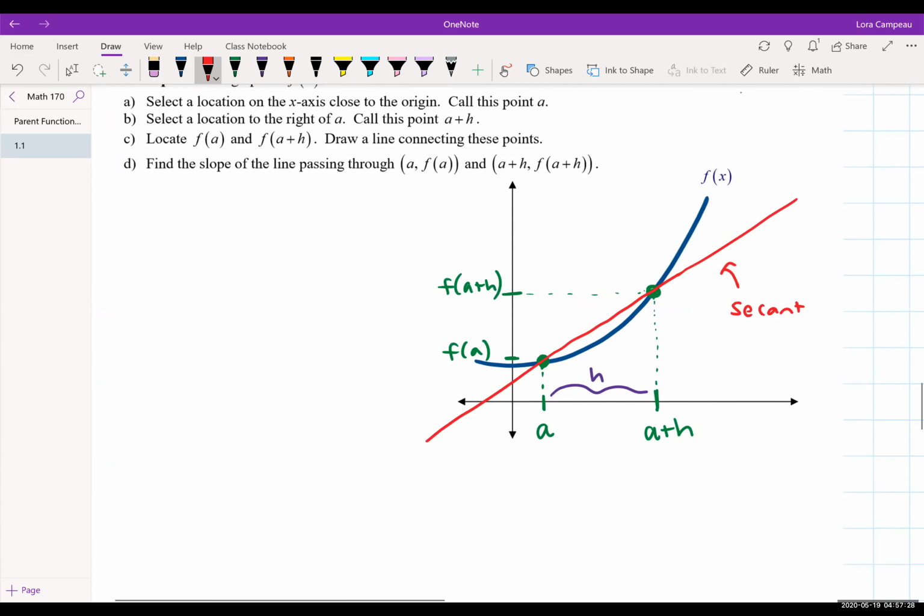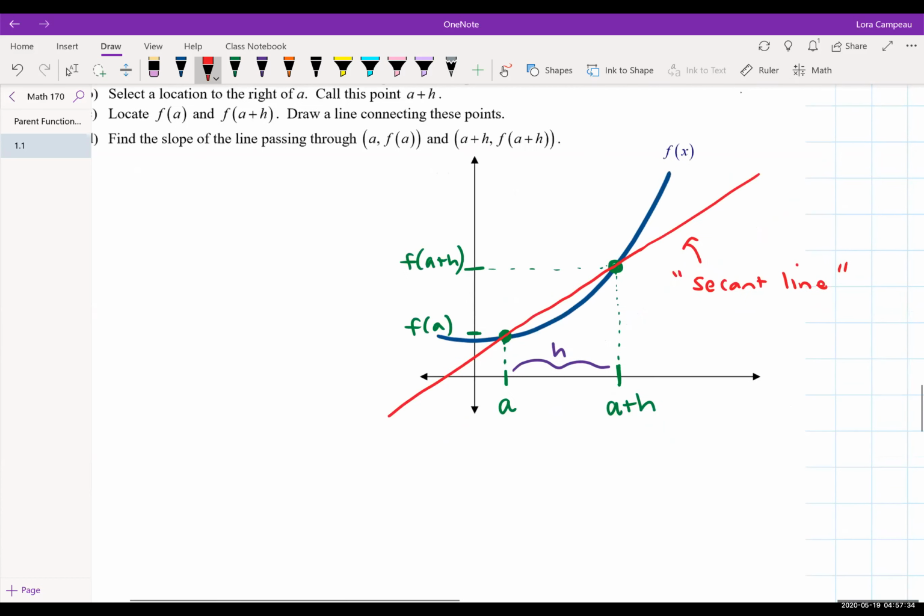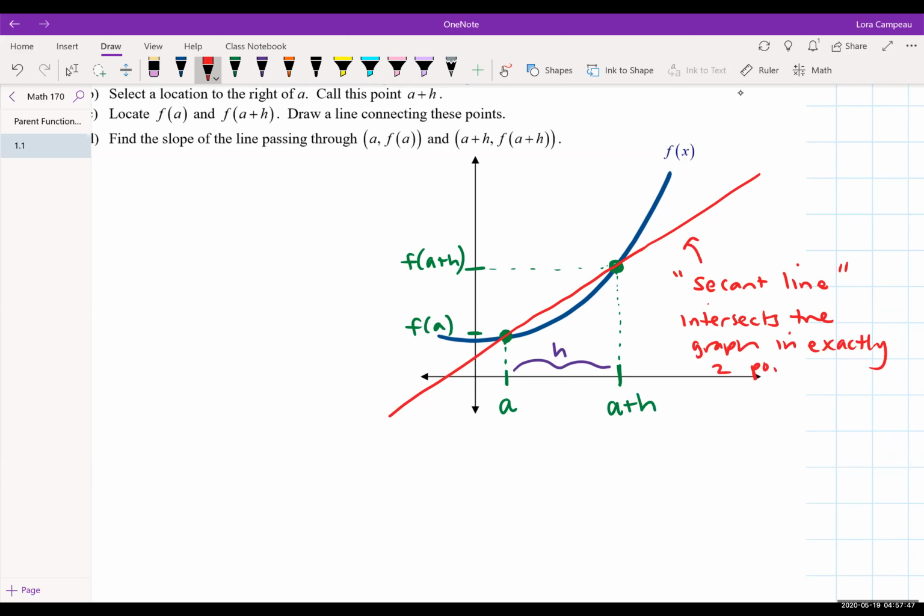Not to be confused with the trig secant function. And the definition of a secant line is it intersects the graph in exactly two points. We do have it, we see it. Exactly two points, a plus h and f of a.